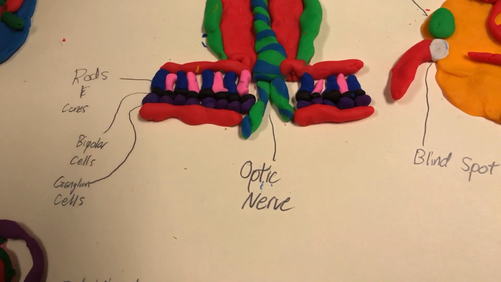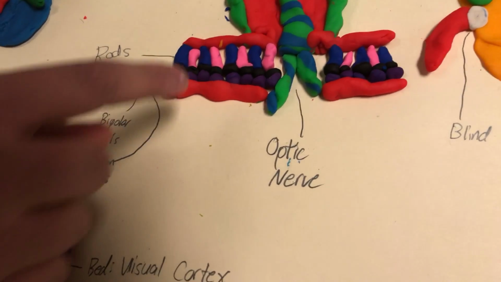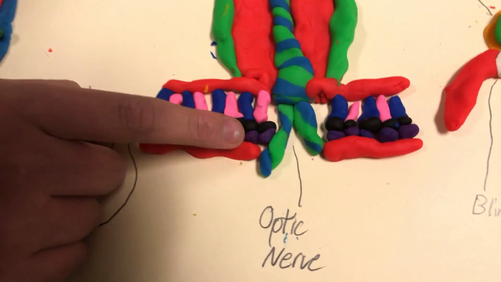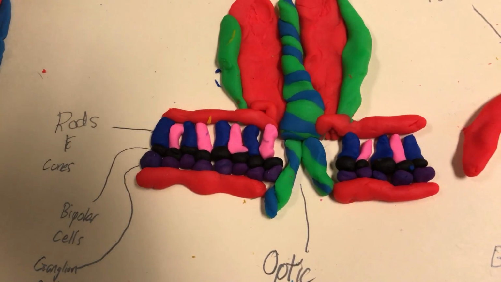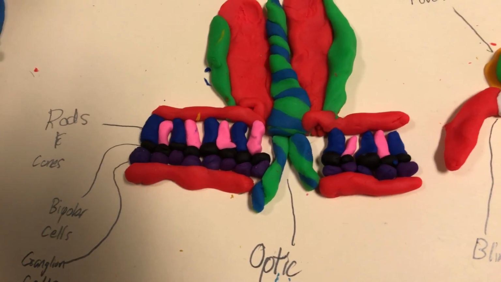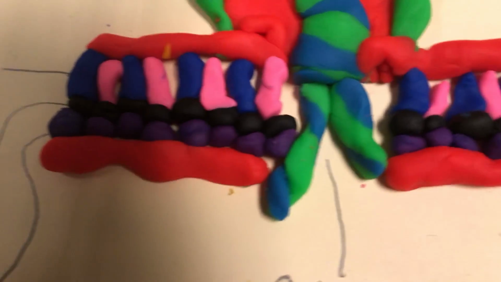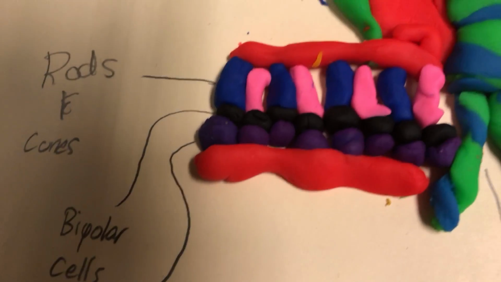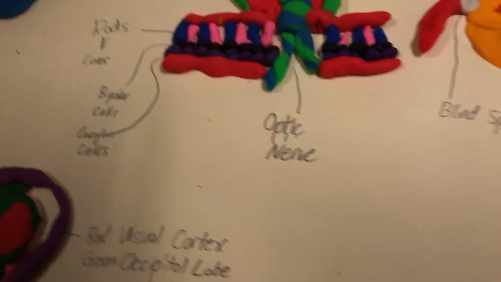So the bipolar cells, which are right next to them, are this black row right here. They transmit information from the rods and the cones to the ganglion cells, which make the optic nerve, which takes info to the brain.